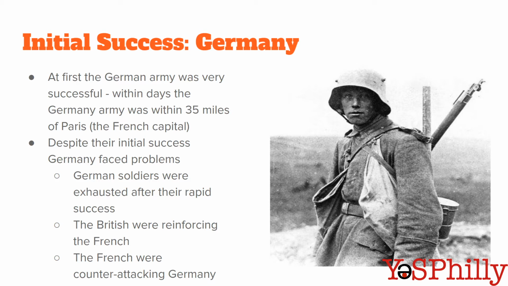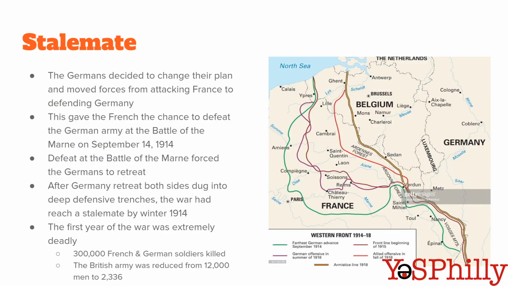So France, which was knocked off guard, you've got the German army breathing down the neck of Paris. Things are looking horrible, but the British are now starting to reinforce the French, so the French are starting to get more soldiers to help hold off the Germans. And that leads to the French counterattacking Germany. So while initially, again, to review, Germany is initially successful, they run into some problems pretty quickly. All right, and this leads to a stalemate.